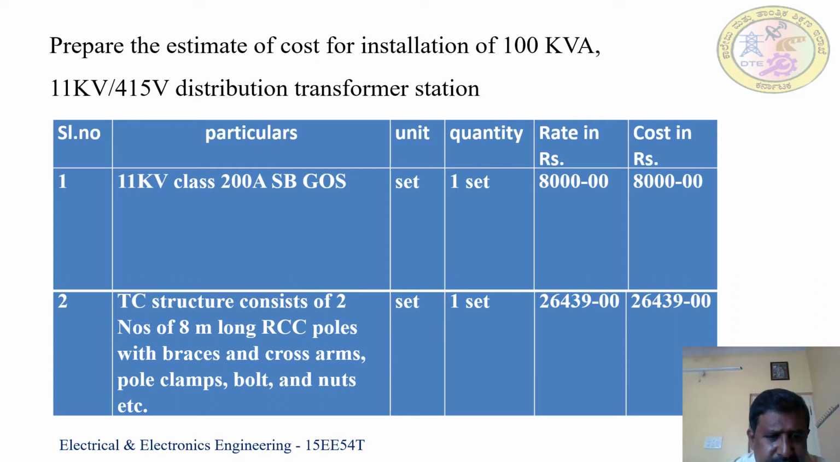Second item, TC structure, transformer centering structure. It is the structure upon which the transformer is going to be mounted. It consists of two numbers of 8-meter long RCC poles with braces, cross arms, pole clamps, bolt and nuts, etc. And the unit will be in set. The quantity required is one set. The rate is 26,439. Also, the cost is 26,439.